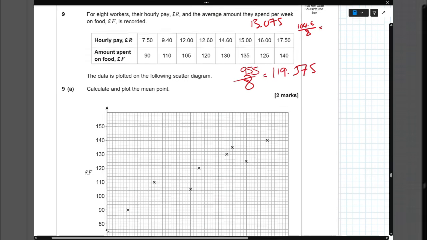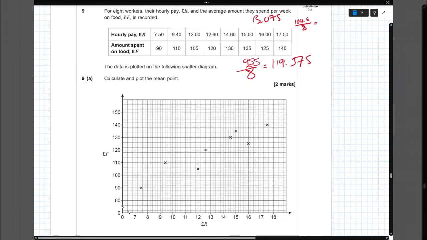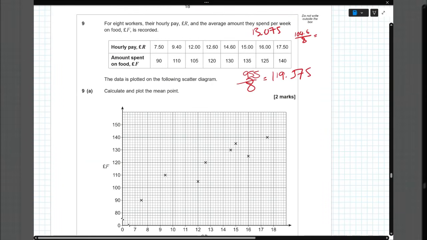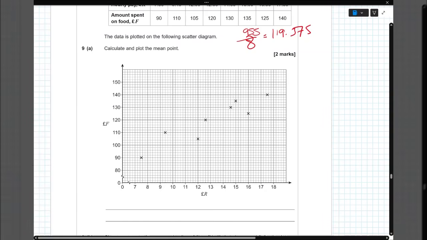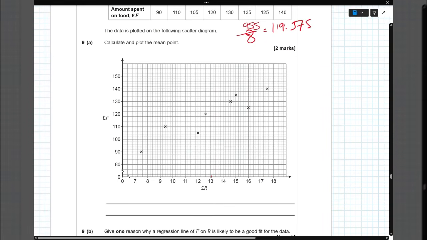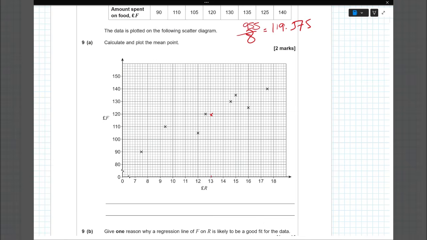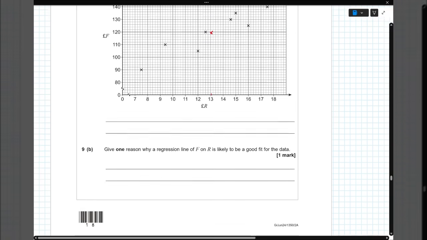119.375. So we're going to plot those now. Our R coordinate, which is the hourly pay, is at just over 13, so it's going to be somewhere there. And then 119 is going to be just below the 20, so we plot it in there. As long as that plot is on your diagram, you've got yourself 2 marks. Make sure you've shown your working.